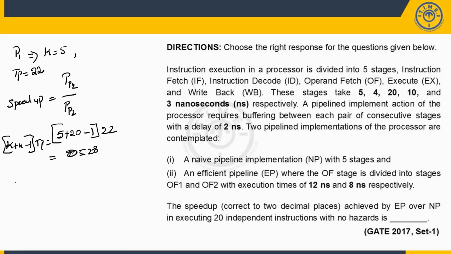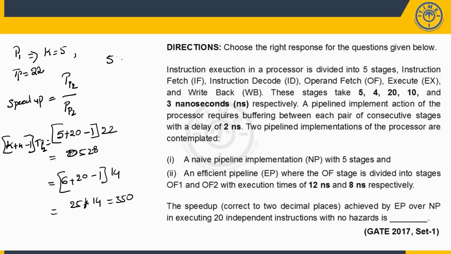Similarly, (K plus N minus 1) into TP for pipeline 2. That is equal to, the stages will be 6 then. Am I correct? Yes, sir. 6 plus the number of tasks 20 minus 1, into TP, which is equal to 14. Am I correct or not? Yes, sir. So this will be equal to 25 into 14, which is 350.